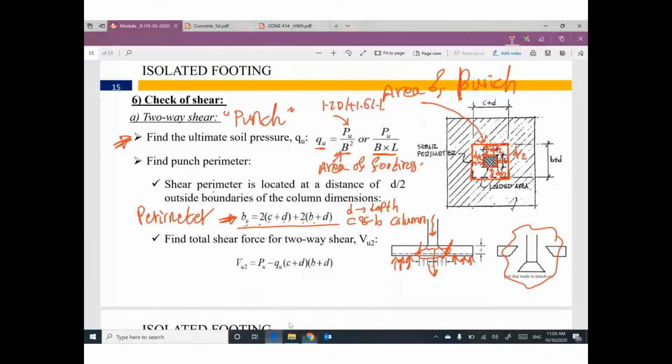Looks good. V ultimate, punching force, equals P ultimate of the column minus q ultimate times this area.